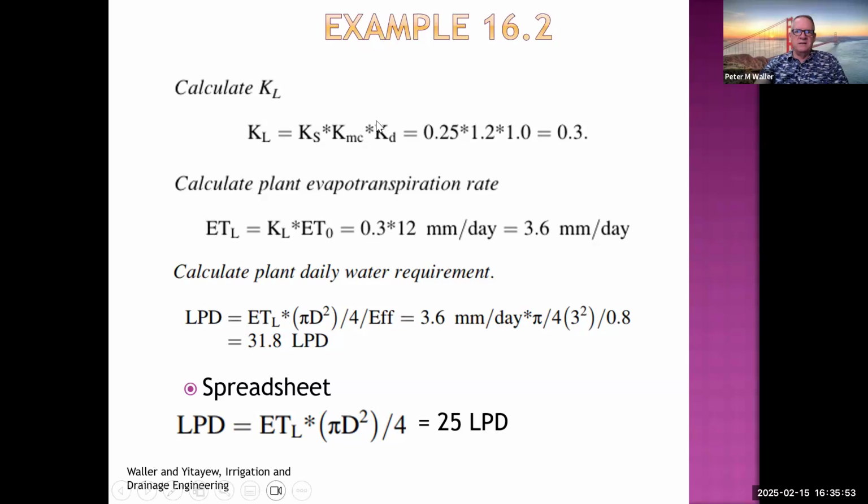Then the liters per day is this plant evapotranspiration rate times the area of the plant. And here I divided by the efficiency, so 31.8 liters per day. But if I didn't divide by the efficiency, it would be 25 liters per day. And that's the number I'm going to use in the spreadsheet.